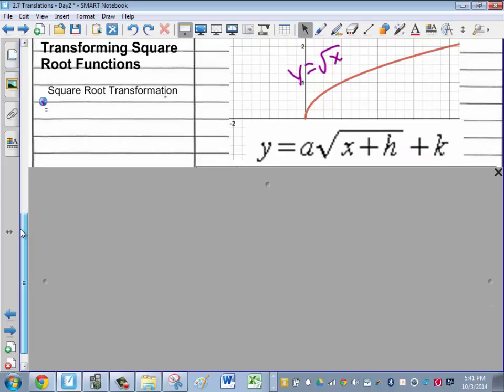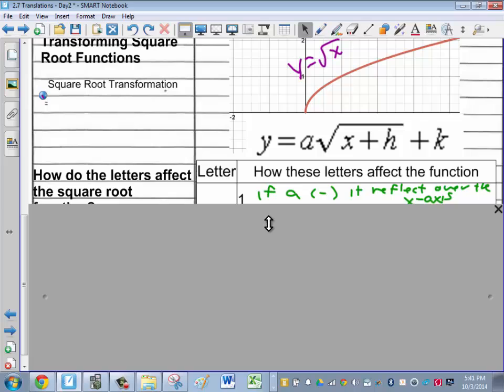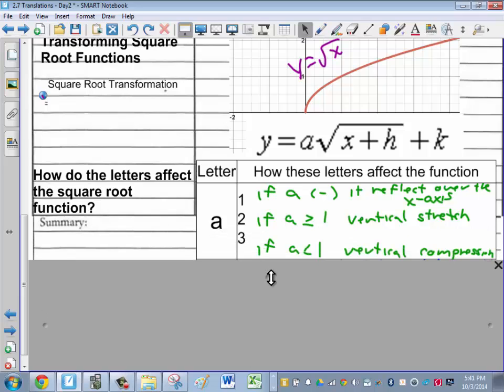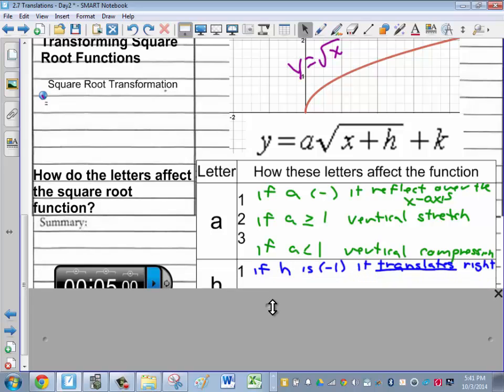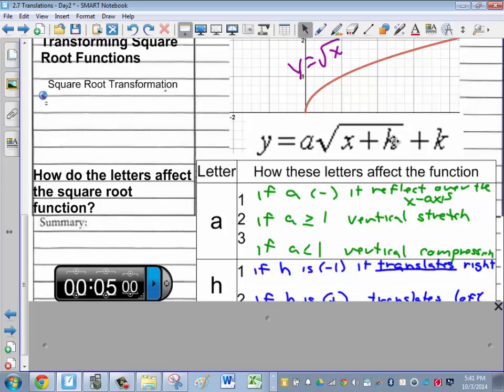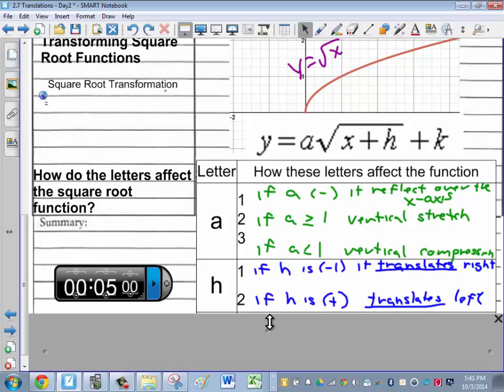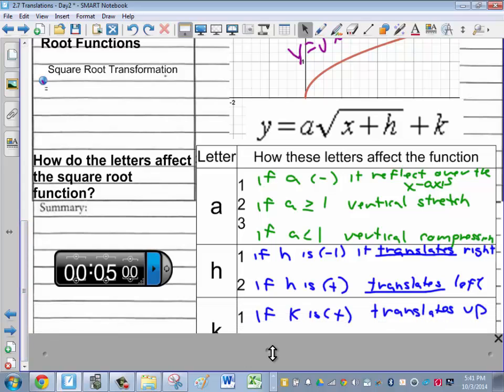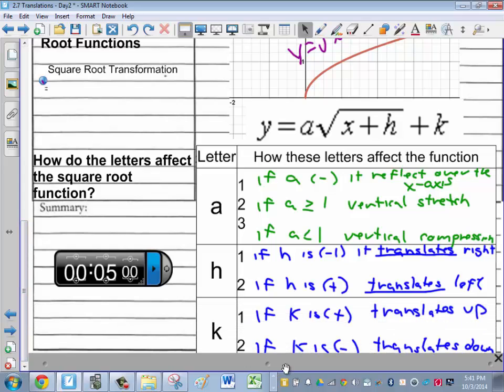So just to fill it in, it looks like the a, if a is negative, it reflects over the x-axis. If it's greater than the absolute value of 1, it's a vertical stretch. And if it's less than the absolute value of 1, it's a vertical compression. So that's what this a does again. The h, or what's underneath here, if h is negative, it translates right, and if h is positive, it translates left. And lastly, the k just moves it up and down. Up if it's positive, and down if it's negative.